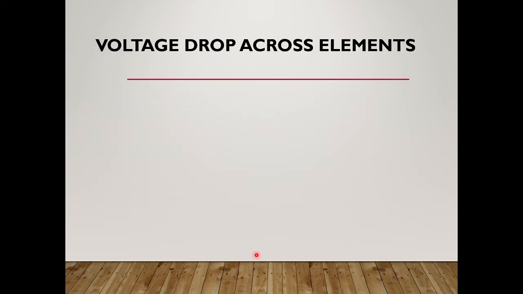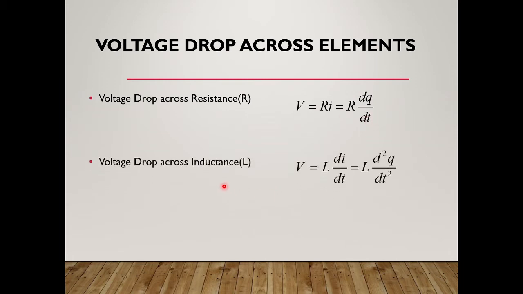Now, voltage drop across elements. Voltage drop across R, that means resistance, is given by V equal to Ri equal to R dq by dt, because i equal to dq by dt. Voltage drop across inductance L is given by V equal to L di by dt equal to L d2q by dt square in terms of charge. Voltage drop across capacitance C has value equal to 1 by C integration of i dt equal to q by C.